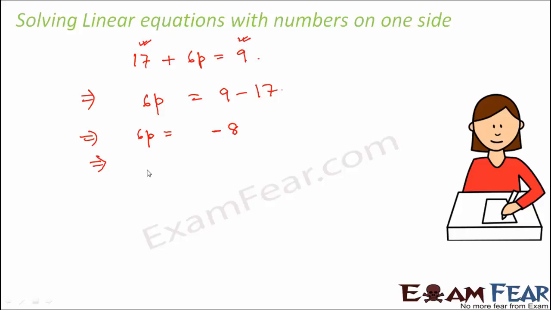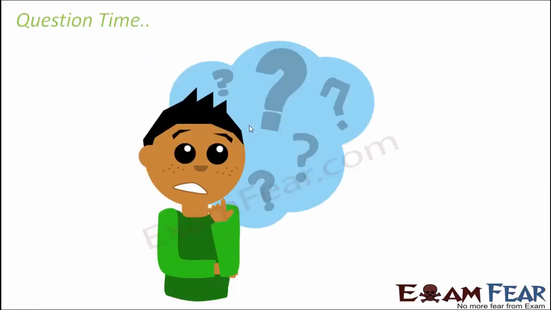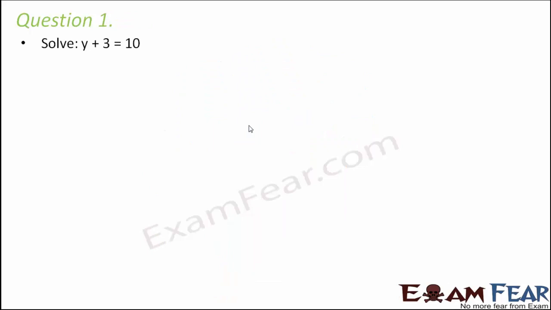So therefore, what would be p? So this would be equal to 2 4s are 8, 2 3s are 6. So this would be minus 4 by 3. So for a value of minus 4 by 3, this equation would hold true. So this is how we solve it. Now in a similar way, we will move ahead and we will try to solve as many equations as we can. So let us quickly look at some of the simple equations.